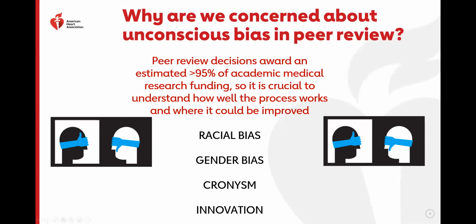Why are we concerned about unconscious bias in peer review? Peer review decisions award an estimated 95% of academic medical research funding. So it's crucial to understand how well the process works and where it might be improved. I've highlighted 4 types of biases that we're going to talk about throughout the presentation. And I wanted to provide some context around why we picked these biases.